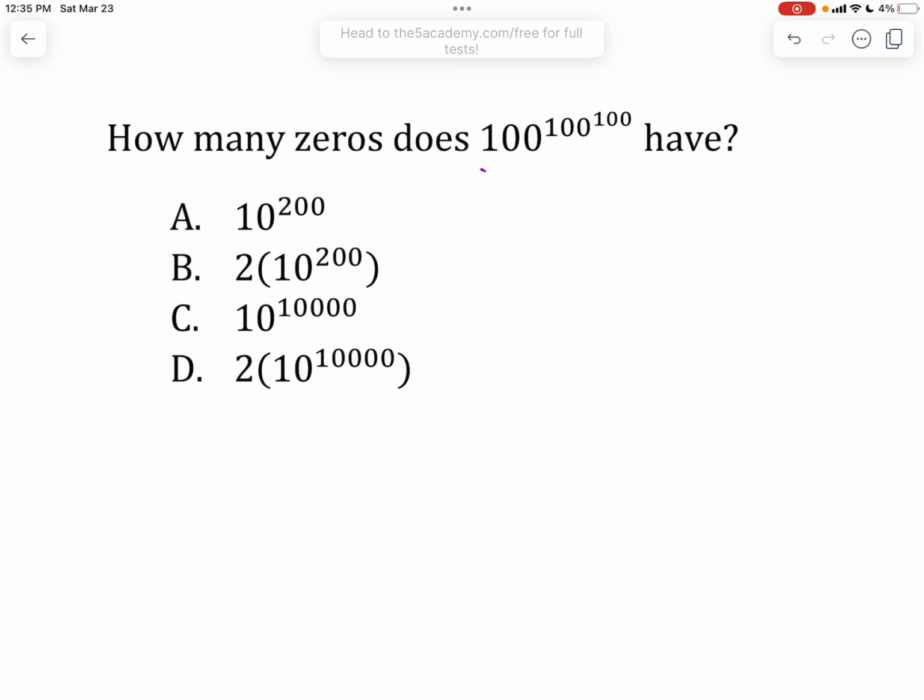How many zeros does this number have? Okay, you can try plugging that into your calculator. Your calculator is not going to have it. So what you can do is, let's just look at 100. 100 has 2 zeros, right? Now, if I take 100 to the second, how many zeros does that have?